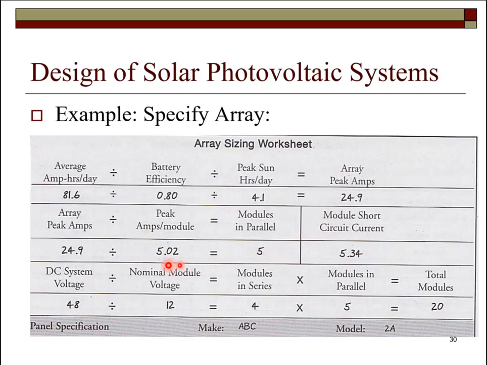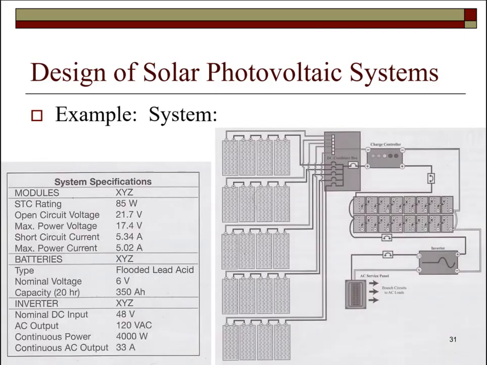We then divide the array peak amps by the maximum power point amps of 5.02, which gives us 5 modules in parallel. The system voltage is 48. The nominal voltage of the module is 12. We need 4 modules in series multiplied by the 5 modules in parallel gives us a total requirement of 20 modules. This is a layout of the system we just designed.